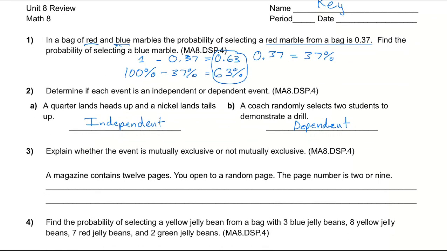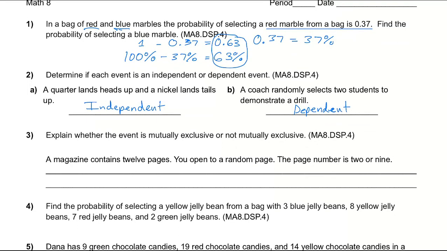Number 3, explain whether the event is mutually exclusive or not mutually exclusive. Remember, mutually exclusive things cannot happen together, and not mutually exclusive things can. So a magazine contains 12 pages. You open to a random page. The page number is 2 or 9. This event is mutually exclusive because page 2 cannot be page 9.